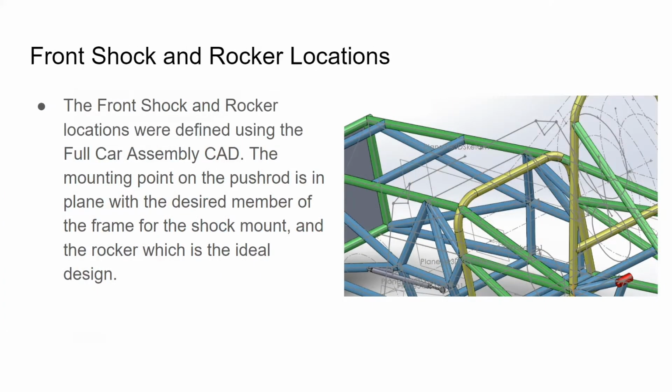The front shock and rocker locations were created using the current CAD design. This configuration has the pushrod mounting point, rocker, shock, and the desired mounting frame member all in plane. In addition, this design has a perfect node for the rocker mount as shown in the figure. This proves to be an ideal design, and this design is simpler than the previous year, but creates a better distribution of forces across the desired mounting frame member.